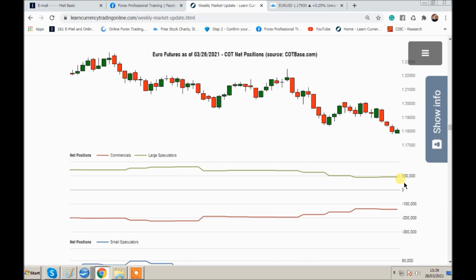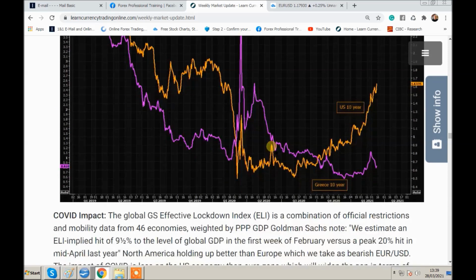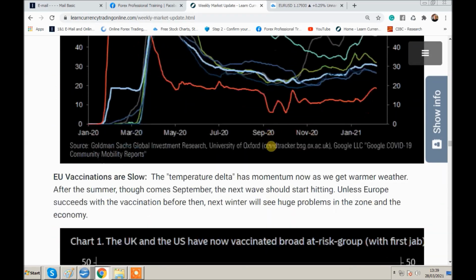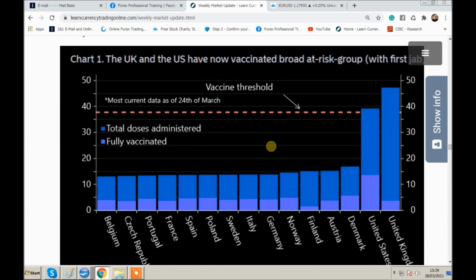This is against the USD. So this is another bullish chart for the USD against the euro. I want to go now to my last chart before we go and look at some levels of entry, stop and target.